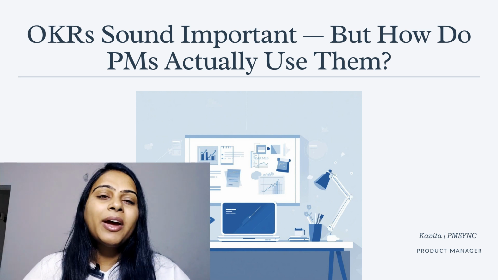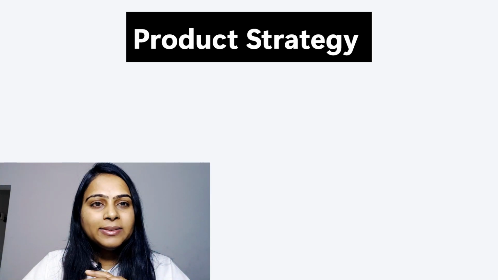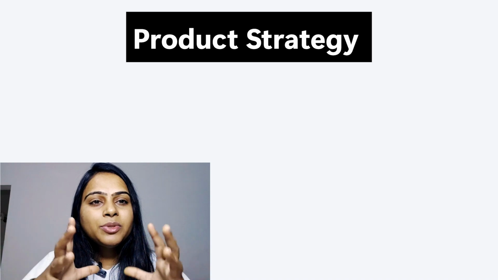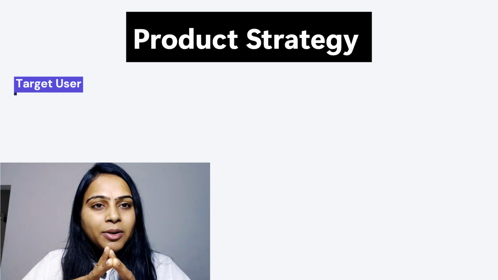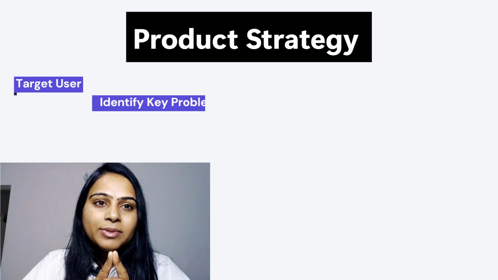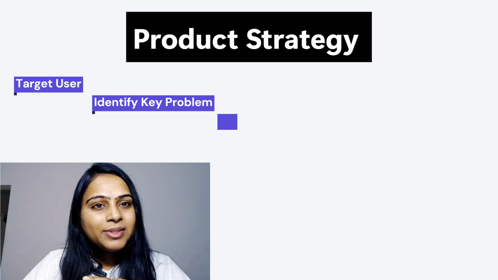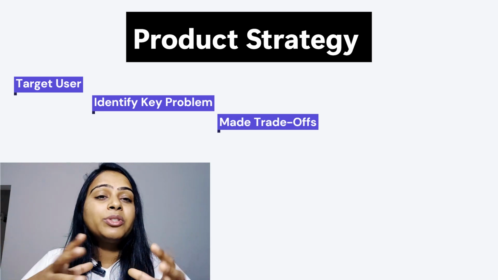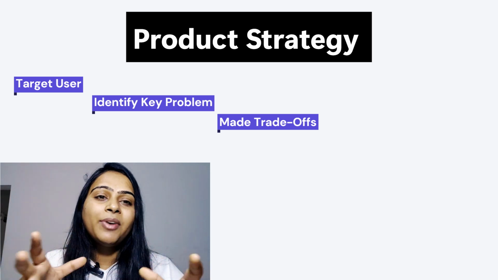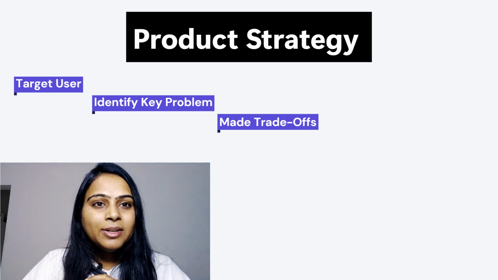In the last video, we defined a clear product strategy. We chose a target user. We identified core problems. We made trade-offs. If you haven't watched that video yet, I have added the link in the description.